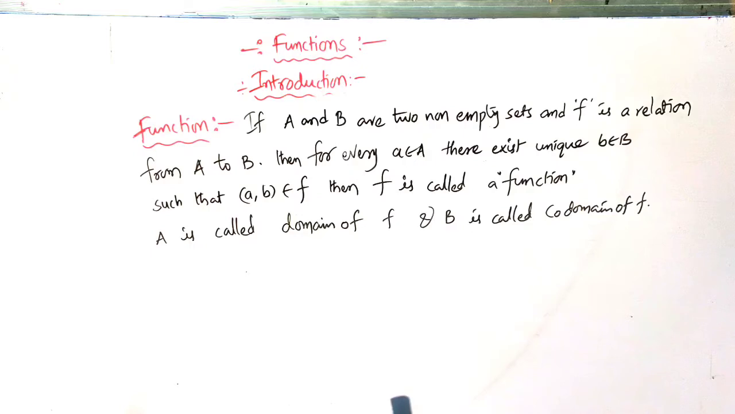So first of all, once again I will discuss the function. Here, if A and B are two non-empty sets and F is a relation from A to B, then for every a belongs to A, there exists a unique b belongs to B.